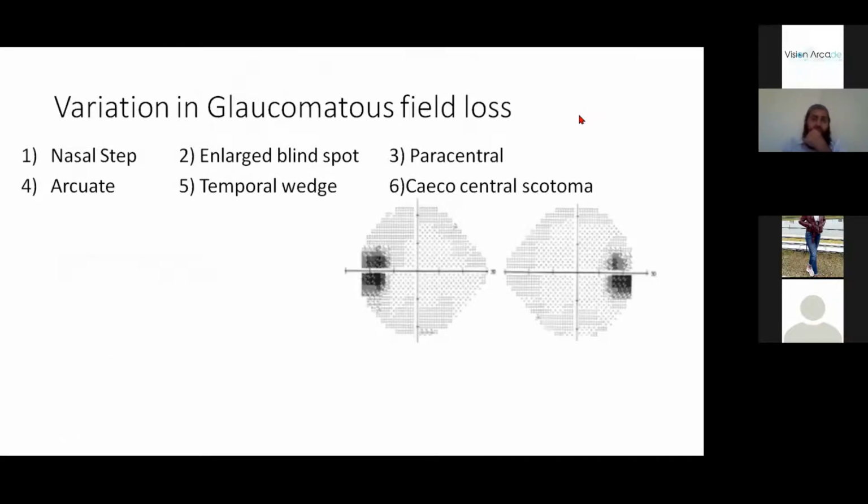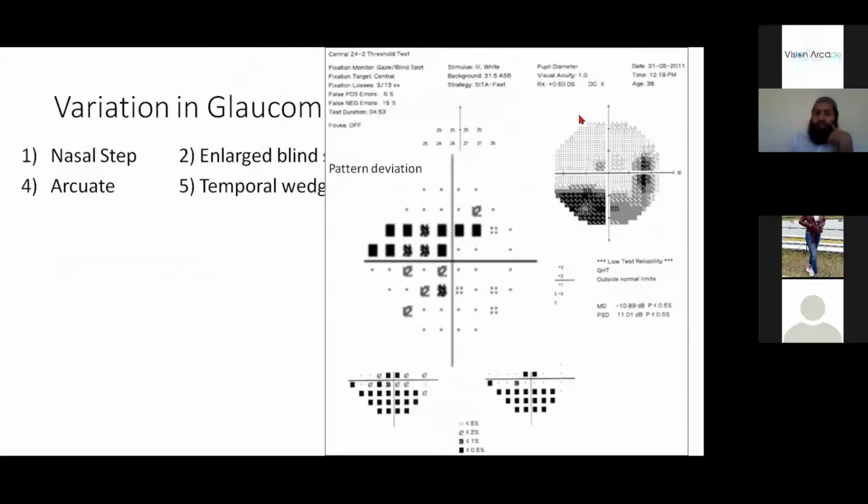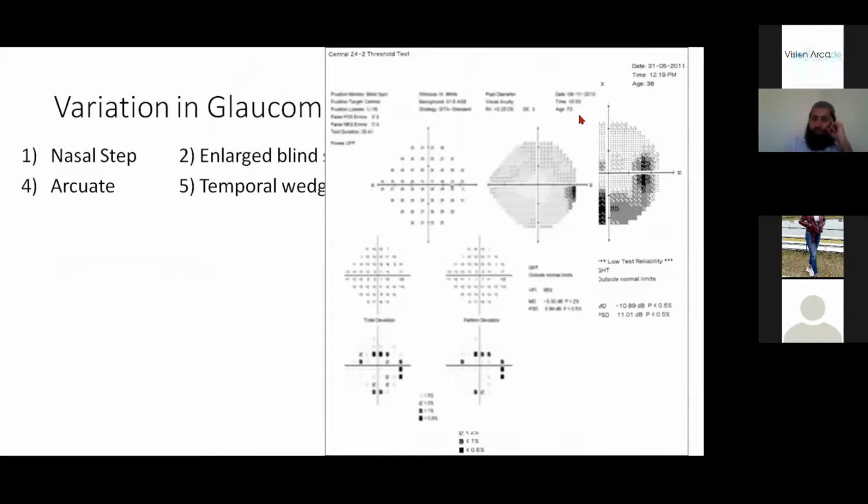And then this is an enlarged blind spot. And this is how an arcuate field defect looks. And this is a pattern deviation. I'll talk about that in a bit more detail later on, about why pattern is so important. And this is the temporal wedge. This is how the visual field would look, roughly, in that area on the temporal side, you can see the damage at the bottom right.